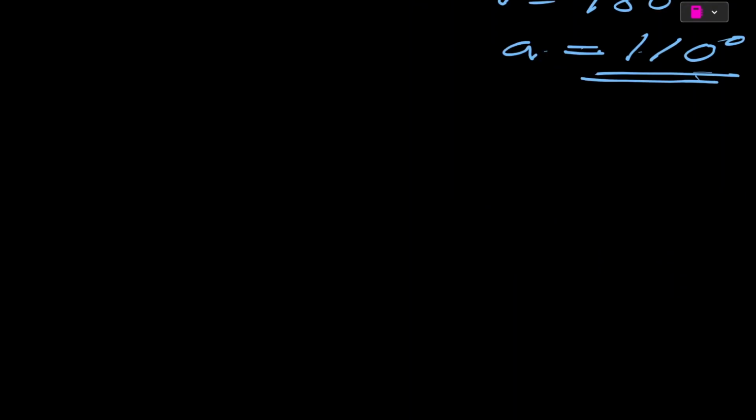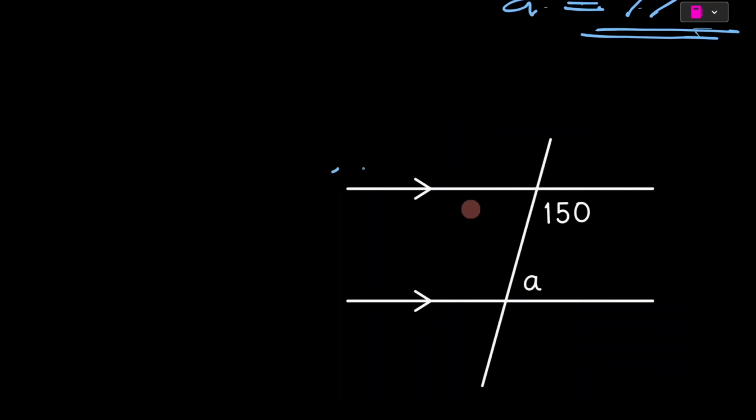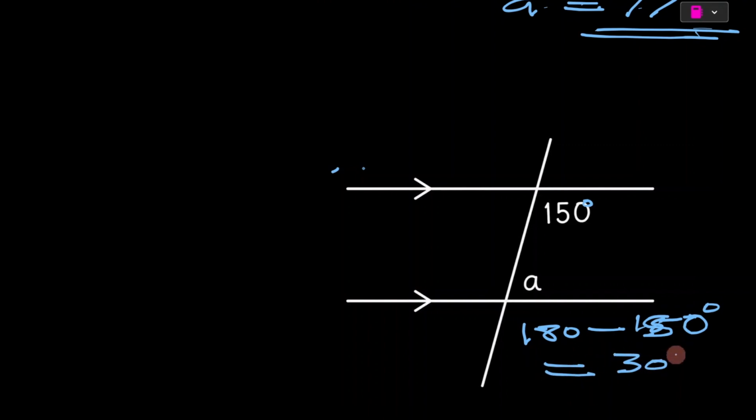Assuming we are also given a third example to find the lettered angle here, which is angle A, and we are given 150 degrees already. So the co-interior angle here will be 180 subtract 150 degrees. And if we do that, we now have our A to be equal to 30 degrees. Therefore, the co-interior angle here, our A, is equal to 30 degrees.